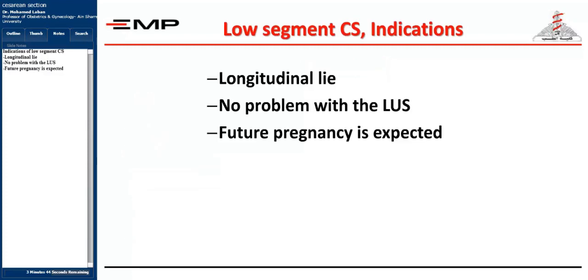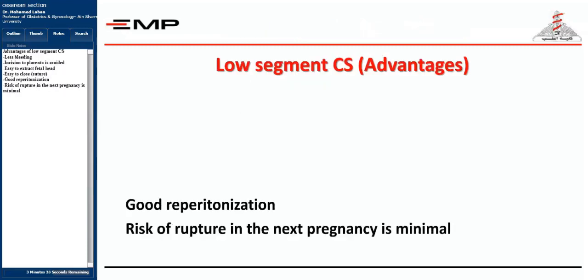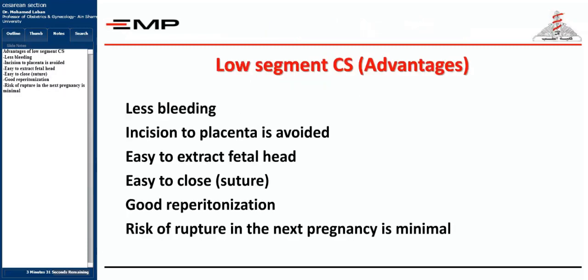Indications of low segment CS: longitudinal lie, no problem with the LUS, future pregnancy is expected. Advantages of low segment CS: less bleeding, incision to placenta is avoided, easy to extract the fetal head, easy to close, suture, good reperitonization, and the risk of rupture in the next pregnancy is minimal.